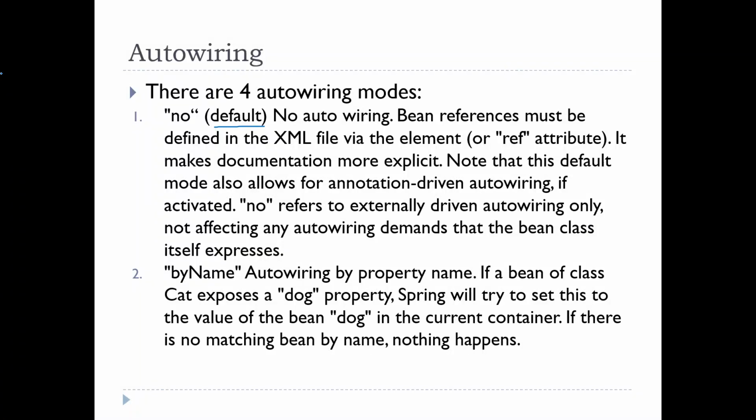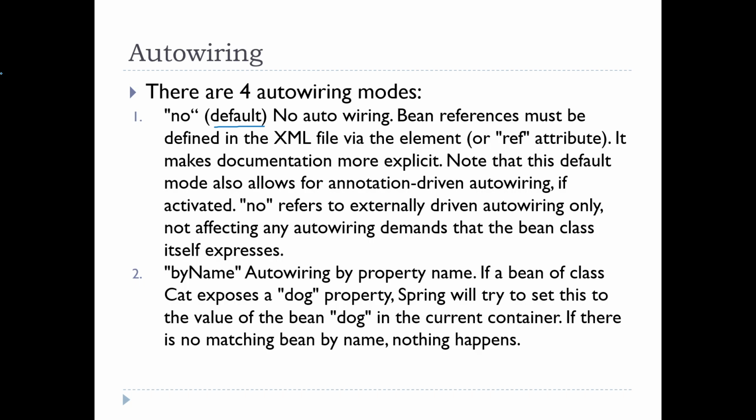The first mode of auto-wiring, which is the default mode, or we can explicitly write no, says that bean references must be defined in the XML file using the ref attribute. Like we had specified ref is equal to A1 or ref is equal to A2. In that way, we will have to explicitly write the bean reference that we want to wire.